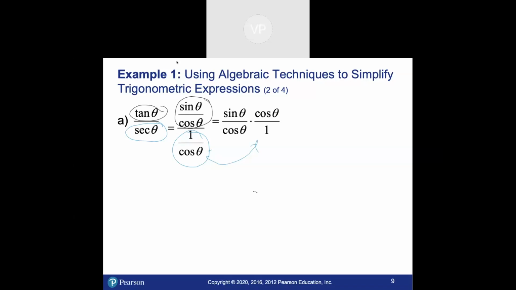They're not going to put that extra piece in there because we're going to get big problems. We don't have time to write everything. And then, of course, the nice thing is the cosines cancel, and this whole expression equals sine.